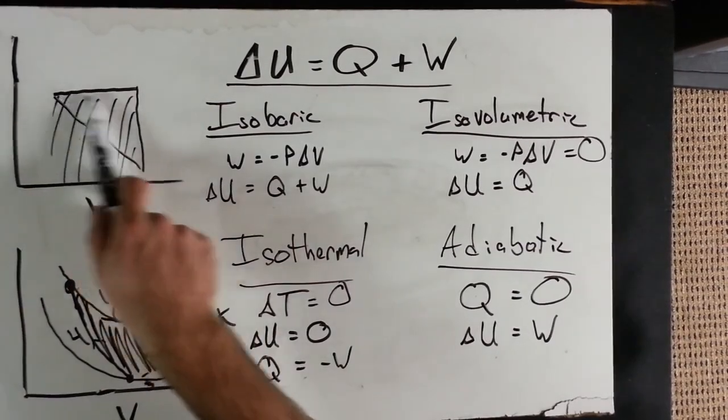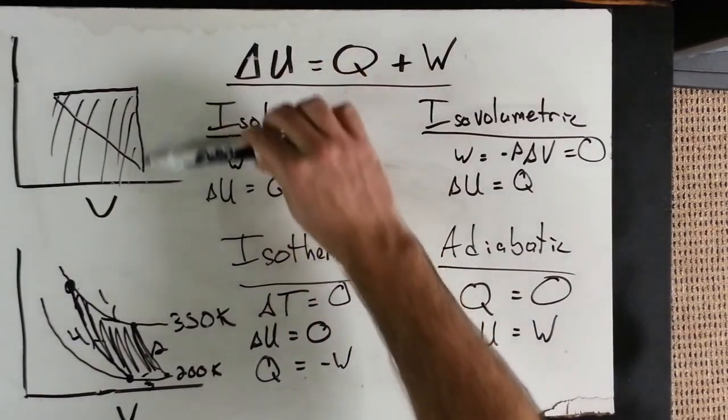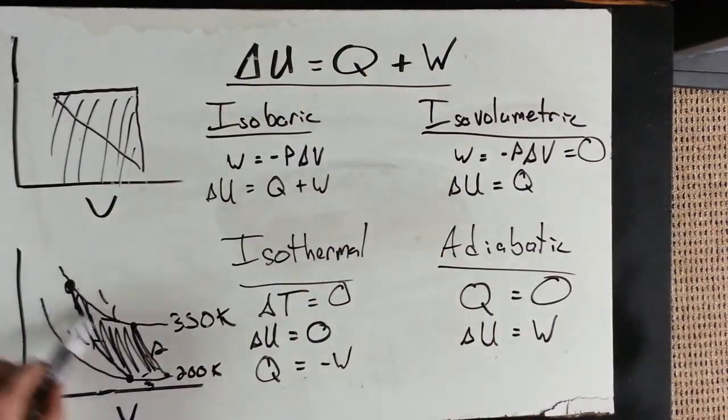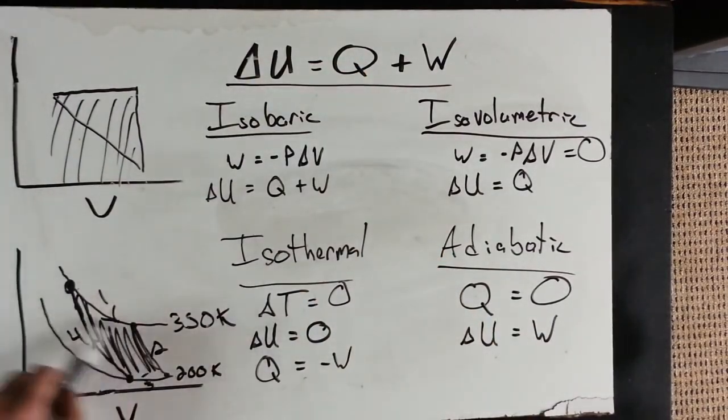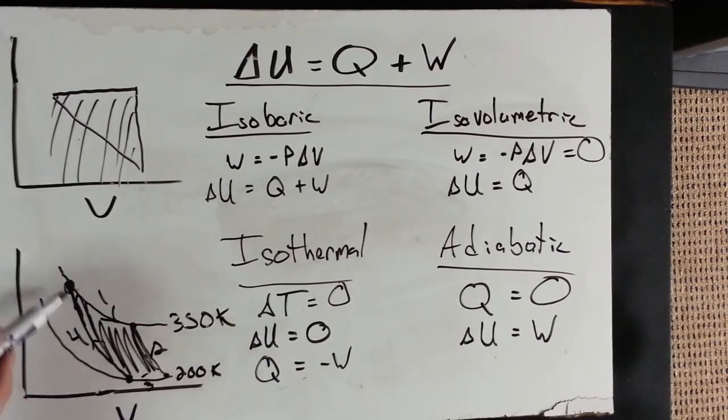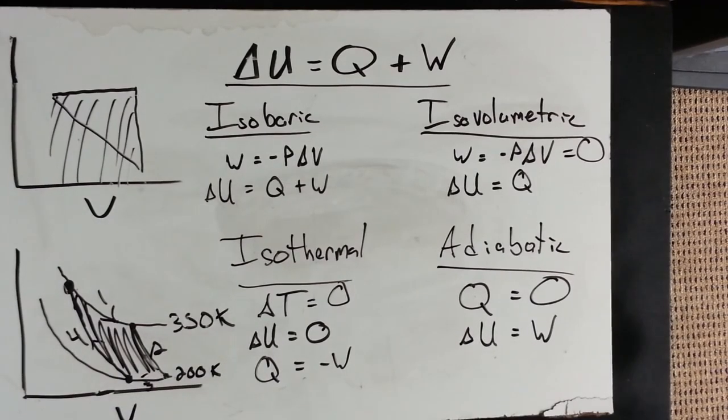So again, this would be isobaric, this would be isovolumetric. We have these isotherms here for isothermal. And finally, adiabatic would connect the isotherms. Okay, and those are all the things that I'll be asking of you on the quiz right when we return from break, and also on the midterm during midterm week.